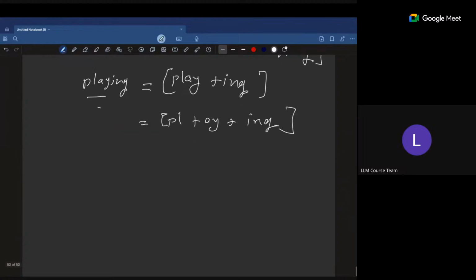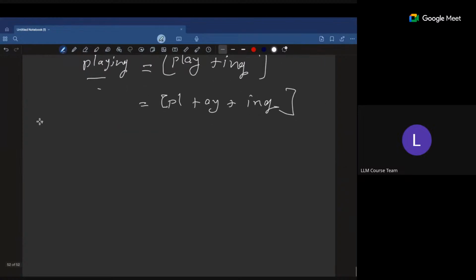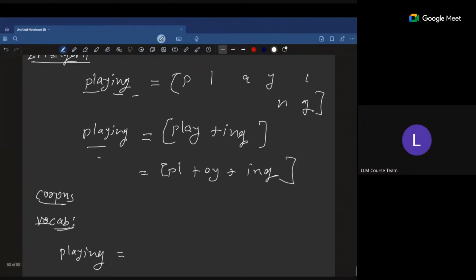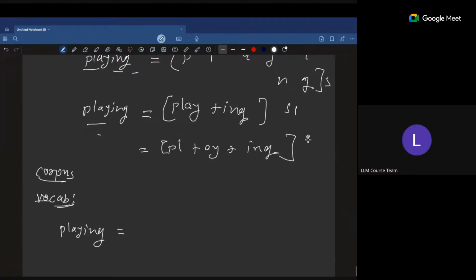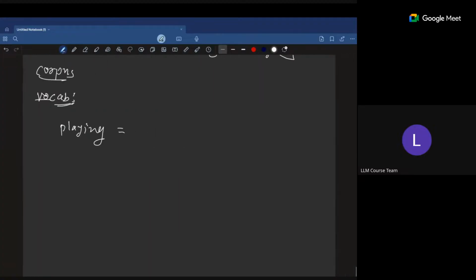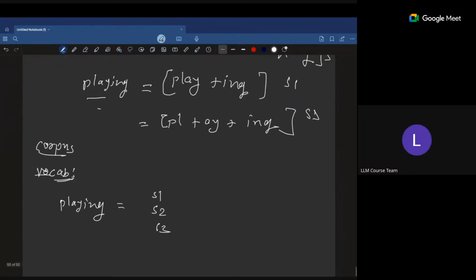Okay, so for finding these scores, we have the corpus, right? We have the corpus with us. We have the initial vocabulary with us. For every sequence, let's say X is your word. In this case, playing is your word. Now we look at all the possible splits from the vocabulary. So let's say you have split one, split two, split three, right? Out of these three, we look at the highest score. And how do we find scores?